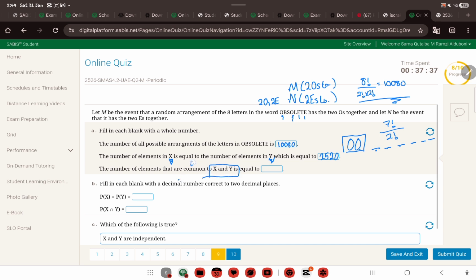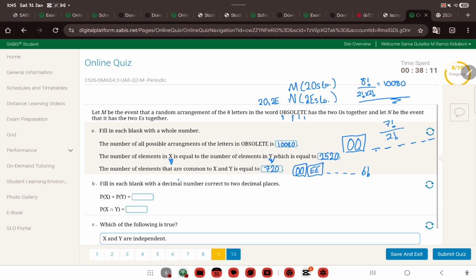The number of elements that are common to X and Y, so they're common in both of them. If they want the intersection, in which the two O's are together and the two E's are together, we do OO as one block and EE as a second block, so we have 6 items. There's nothing repeated, so we simply do 6 factorial on the calculator. We get 720.